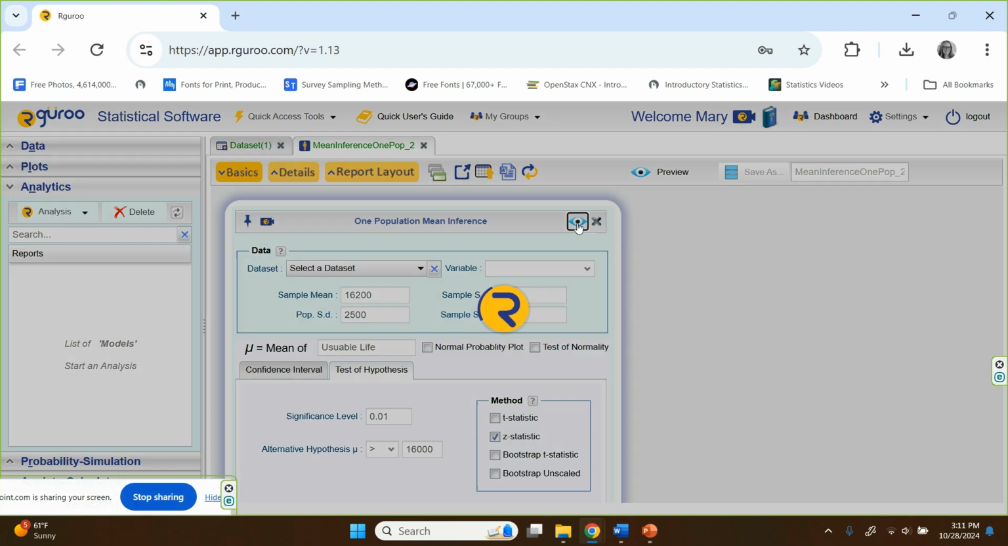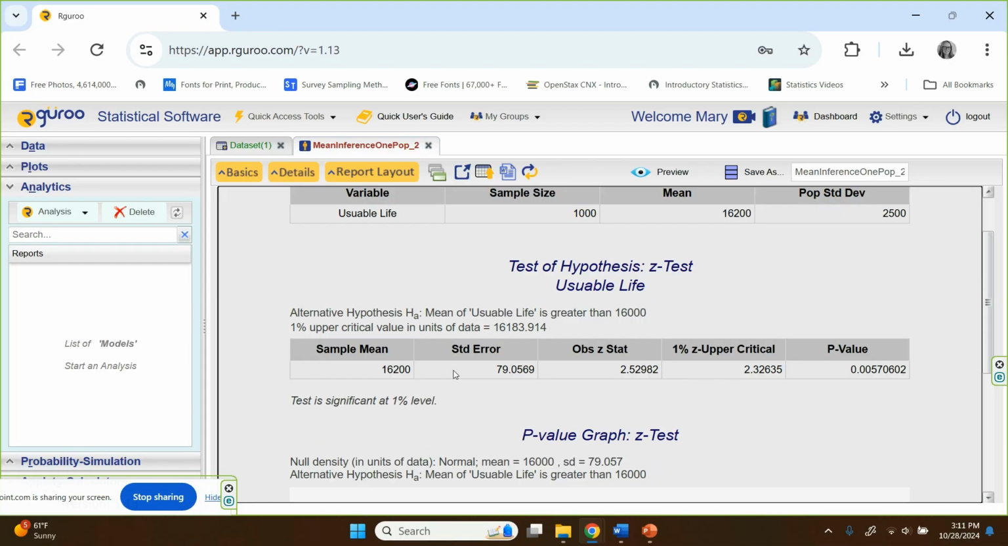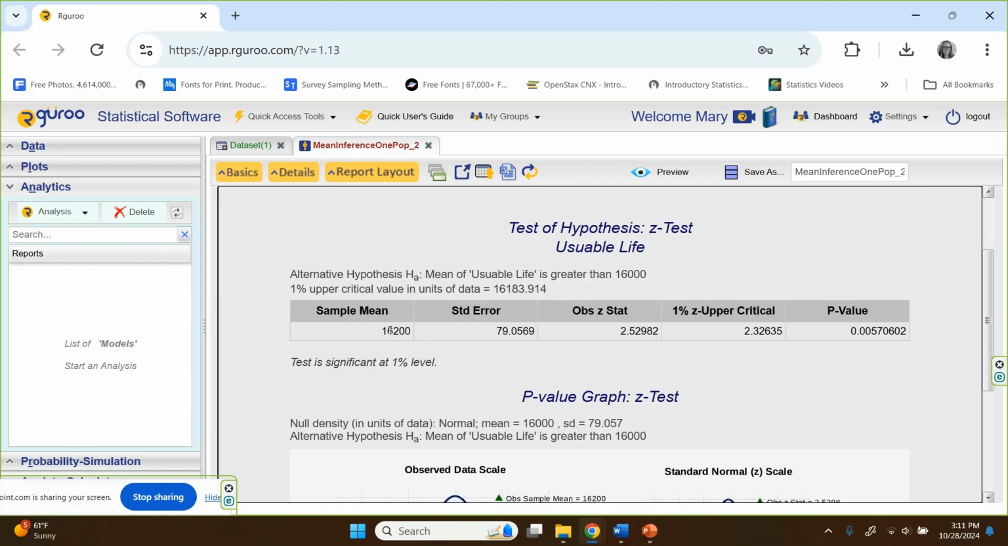So let's hit preview. It'll repeat back to you the things you entered, which is so great to make sure you didn't have any typos. Let's get down to here. Here's our sample mean. There's our test statistic, 2.53. Now, remember that and write that down in a minute on our next screen. And our p-value, 0.0057.